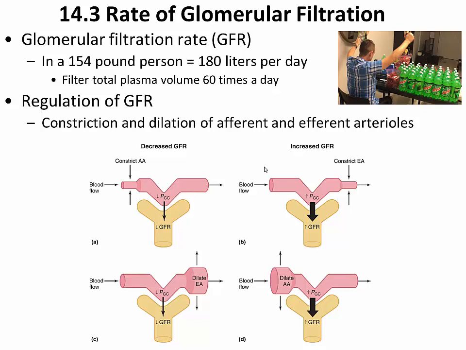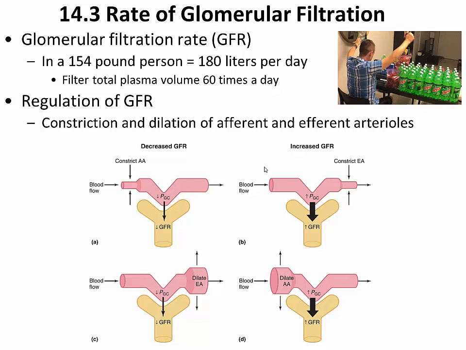So nearly all of that is reabsorbed via the processes that we talked about previously and that we'll talk about moving forward here. But ultimately, that's a significant amount of filtering, and so that means that because the average person, 154-pound person for that matter, has a plasma volume of 3 liters, then the total volume of plasma is filtered 60 times per day. Additionally, the glomerular filtration rate can be adjusted by adjusting that pressure.